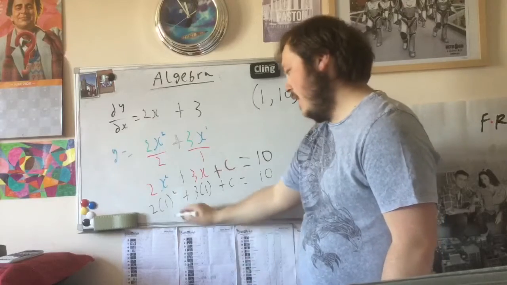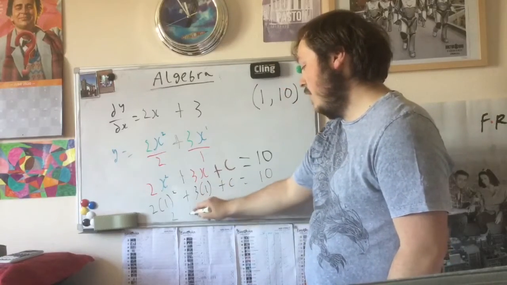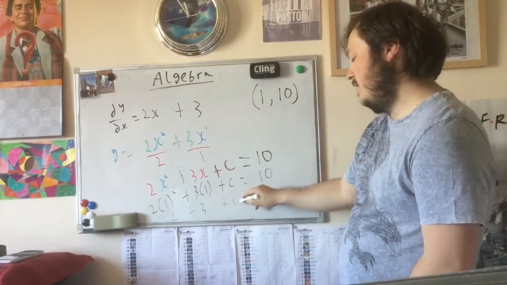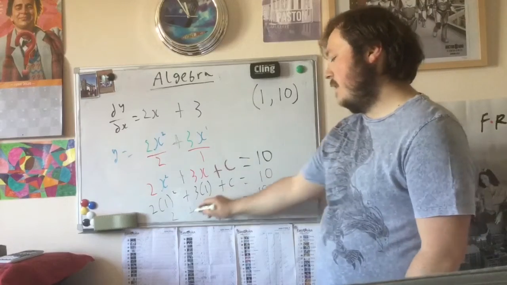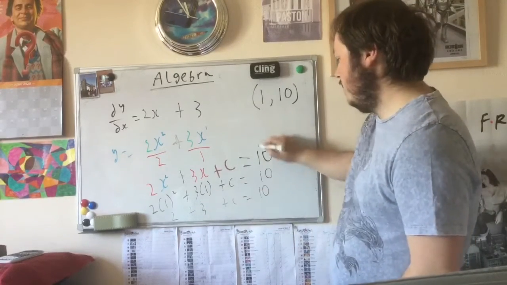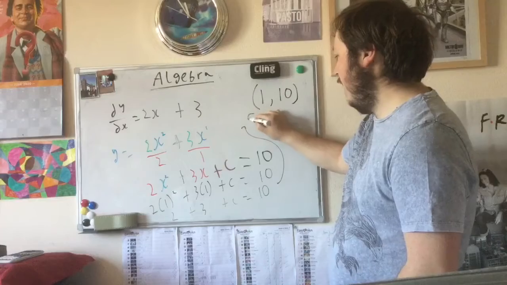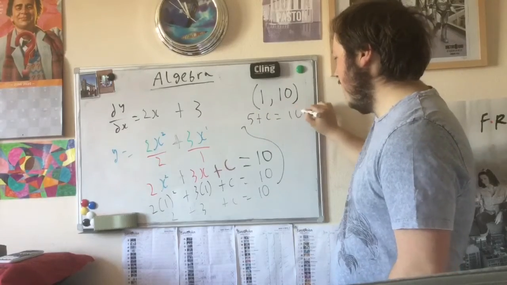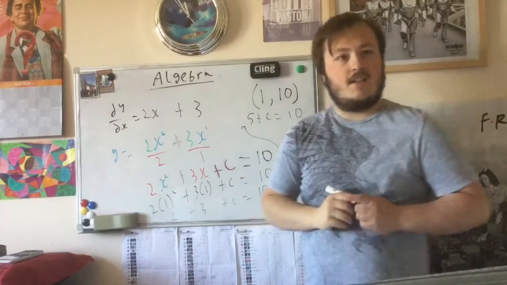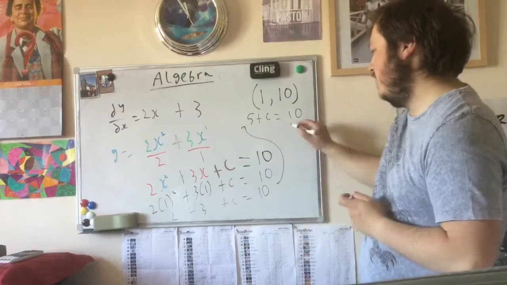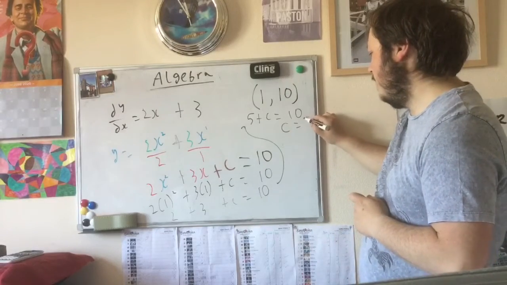2 times 1 squared is just 2. 3 times 1 is 3. And we have our plus c equals 10. That becomes 5. So I'll just move it all a bit up here. 5 plus c gets you 10. And all you have to do is then balance the equation out, and you will work out that c equals 5.